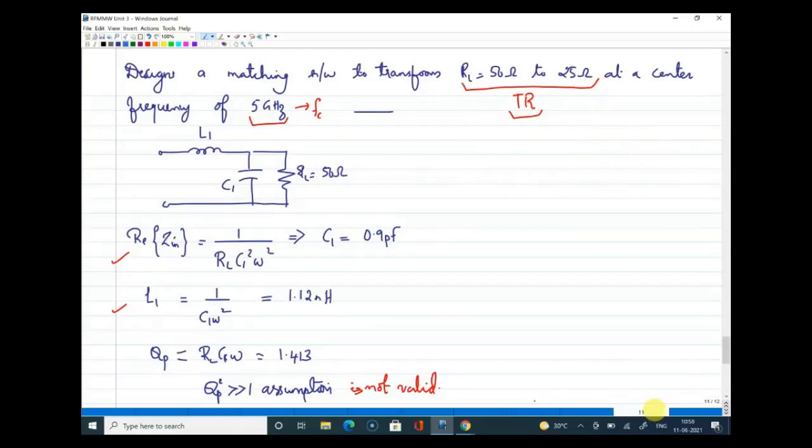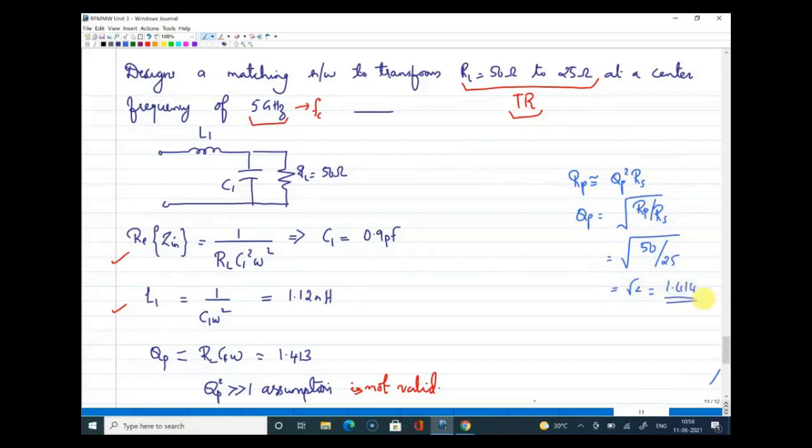One more way you can verify the Q factor directly is this: roughly, RP value will be equal to QP square into RS. Again, here also we are making that assumption, but still that is valid here. So QP is basically equal to the square root of RP by RS. In our case, RP is 50 and RS is 25, which gives root 2, which is 1.414.